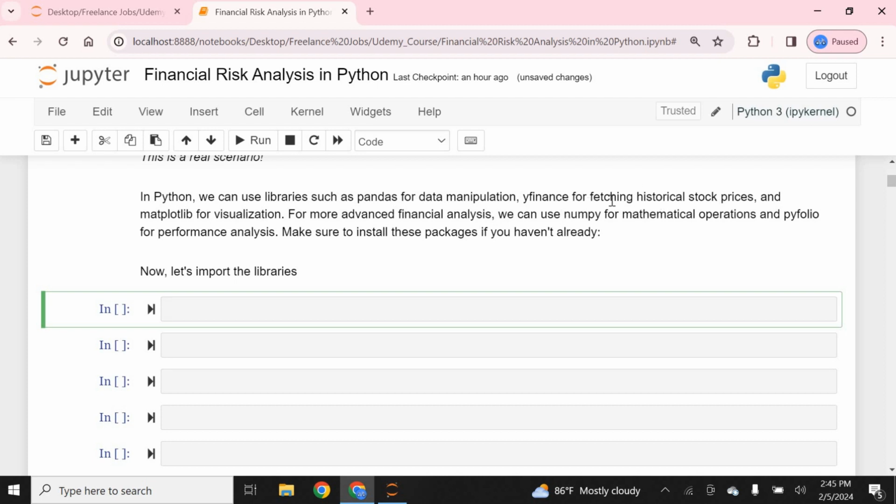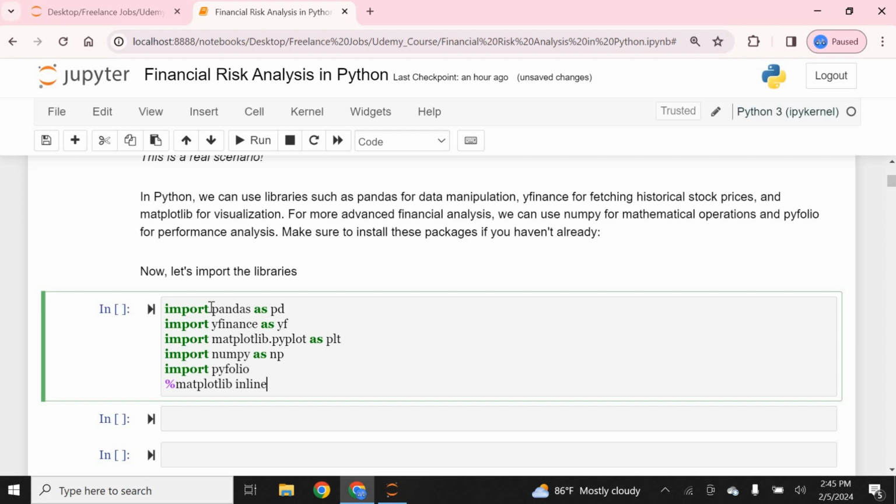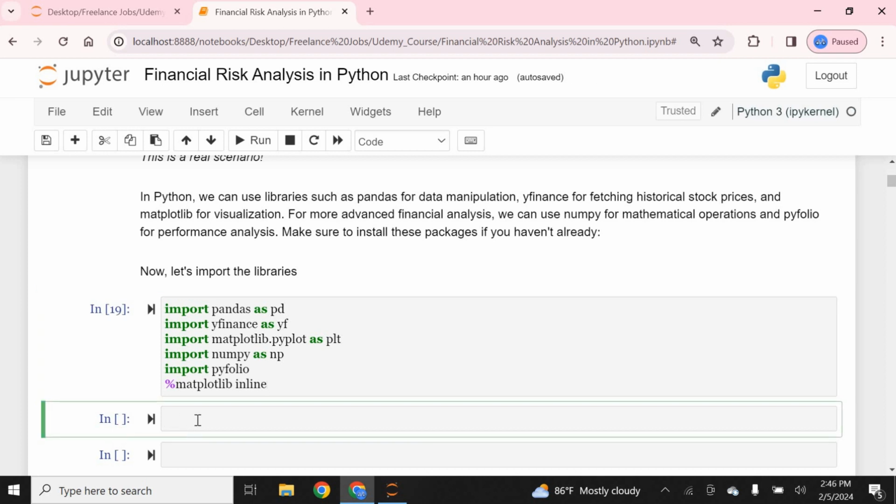we'll be using yfinance to fetch the historical stock prices data and also matplotlib for visualization. Then for more advanced financial analysis, we can use NumPy and also PyFolio for performance analysis. So make sure to install these packages if you haven't already. So let's install the packages. Let's import the packages: pandas, yfinance, matplotlib, NumPy, and PyFolio. And let's run it.